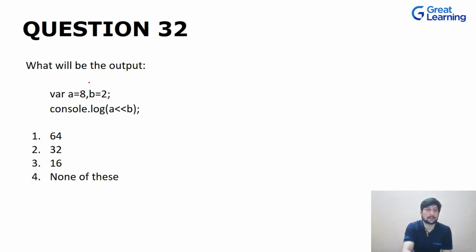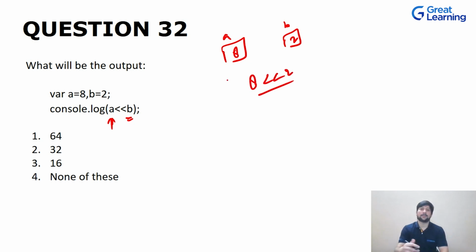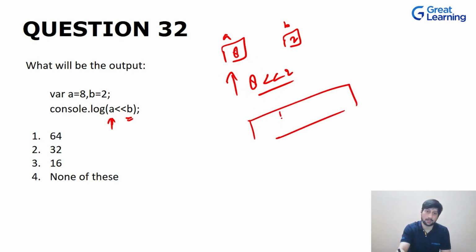So we have a variable a and a variable b which is equal to 2. Now what we are doing is a left shift of 8 with 2. That means we are saying 8 left shift by 2. Whenever we talk about a left shift, the number 8 will be converted into binary. We are not talking about the preceding zeros and the unsigned bit, right? So we have something like this, 1 0 0 0, that is 1, 2, 4, 8. So we have this value converted into binary.